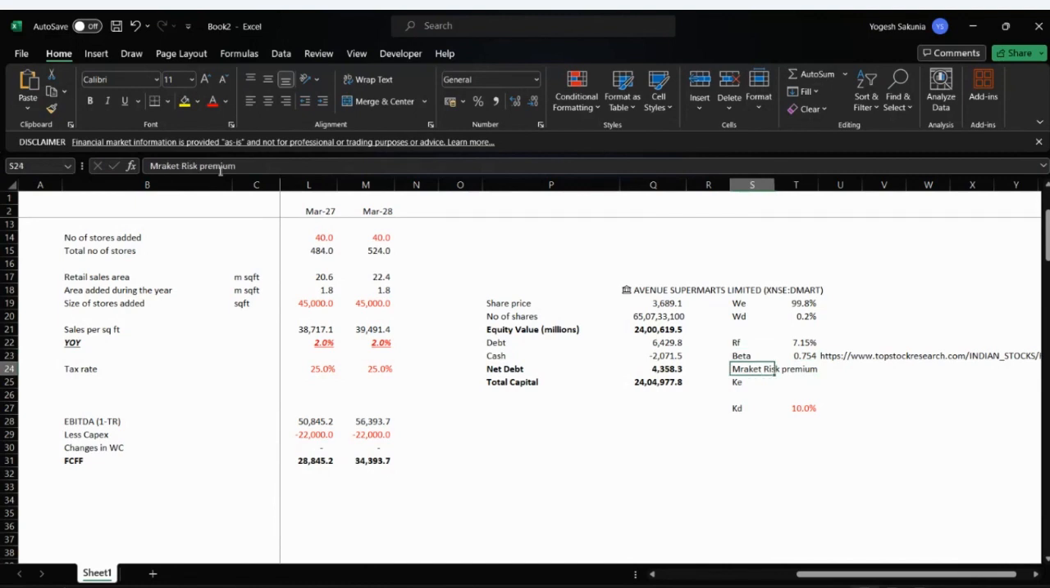Also, the long-term return from the market is about 12%, or 12 to 14%. So 14% minus this. So that is your market risk premium, and cost of equity then becomes RF plus beta times RM minus RF, which is the risk premium.